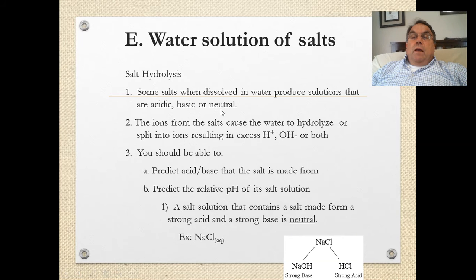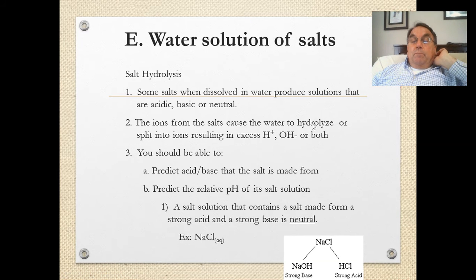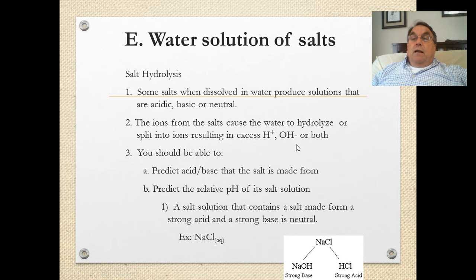And you're going to have to be able to, when asked, tell me whether a salt will produce an acidic, a basic, or neutral solution. So the reason this happens is that the ions from the salts can hydrolyze water, which means to split it into its ions. And because of the other ions that are in the salt, there can be either an excess of hydrogen ion, which would be an acidic salt solution, or an excess of hydroxide ions, which would be a basic salt solution, or both, which would be, if they're both in excess, then it would be neutral.